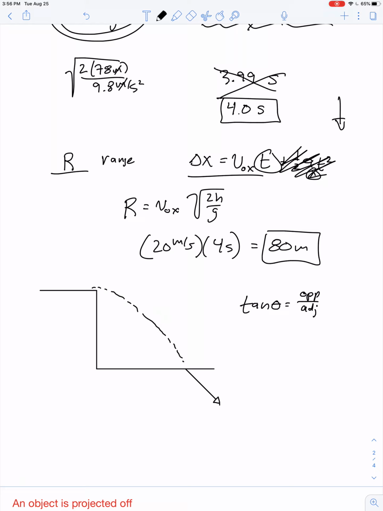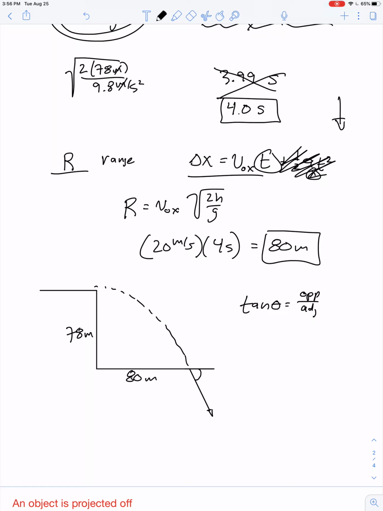Okay, so the path taken is a parabola. Oh, I didn't get that angle very good, did I? Let's redo this. So the path taken is parabolic. The angle is an extension of whatever the tangent line would be at the end of that half parabola. And so we're going to take the inverse tangent of, let's see, this is 78 meters, isn't it? And this is 80 meters.